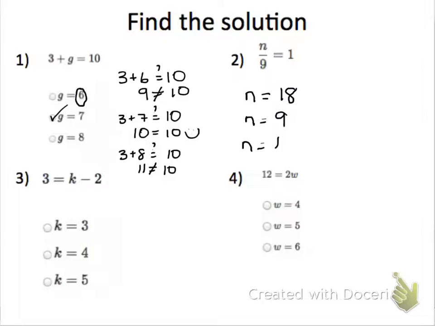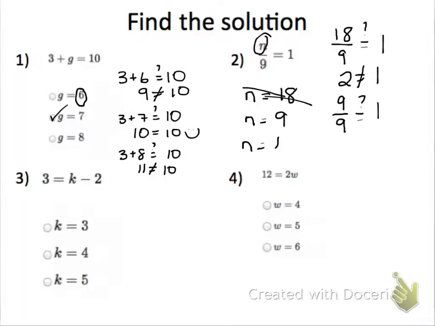We have n divided by, remember that this symbol means divided by, so that's n divided by 9 is equal to 1. Okay, let's start with n equals 18. Is 18 divided by 9 equal to 1? 18 divided by 9 is 2, and 2 is not equal to 1, so that means that this is not a solution. The next one is 9. So instead of writing n, I write 9. 9 divided by 9, is that equal to 1? 9 divided by 9 is 1, and 1 is equal to 1, so that means that this is a solution.